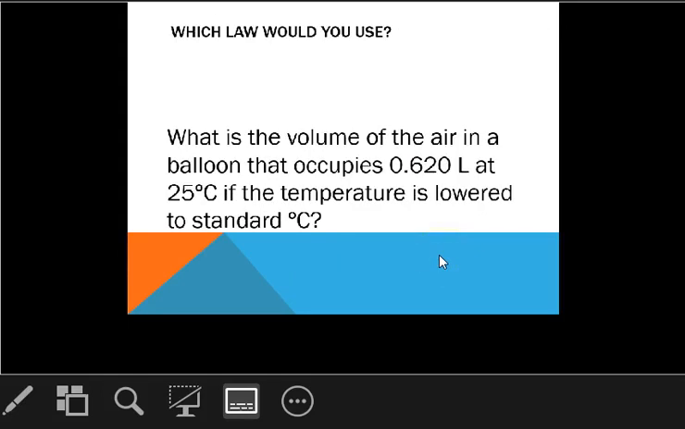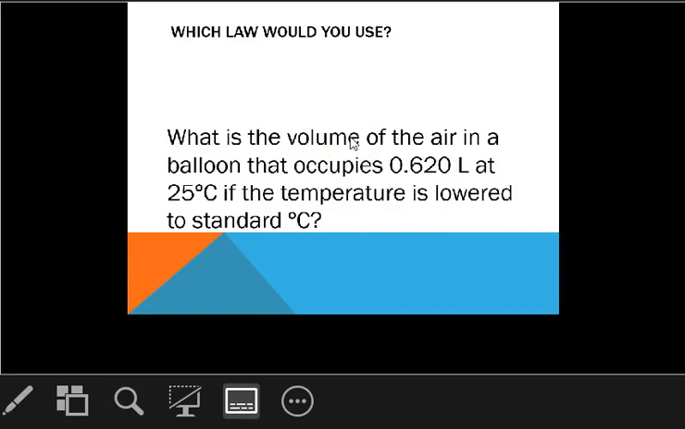Which law would you use to solve this problem? Pause the video. Okay, so I hope you see that you had a volume, 0.0620 liters, and you have a temperature. And they're asking you if the temperature is lowered to standard, what will the volume be? The question says, what is the volume?